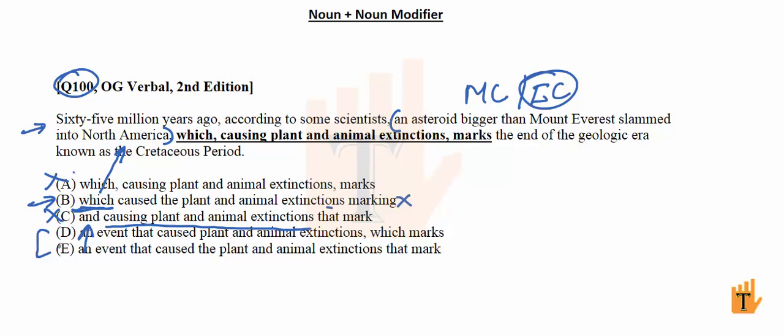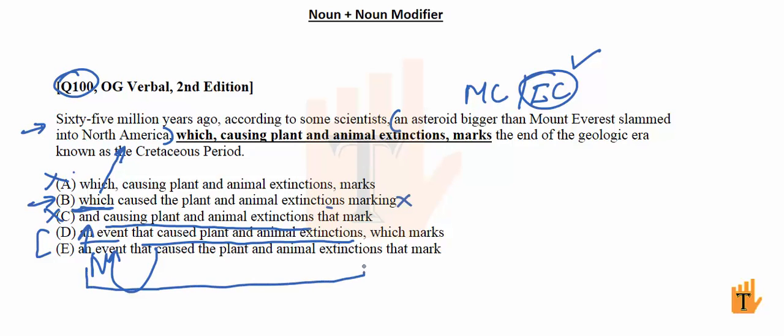Let's see D and E. Here you see these options use noun plus noun modifier. It is talking about an event that caused plant and animal extinctions. So this entire clause is talking about an event. This entire clause is being modified. The asteroid slamming into North America is an event. So an event is the noun here, that caused plant and animal extinctions is the noun modifier for event, and this entire thing is talking about the entire previous clause.